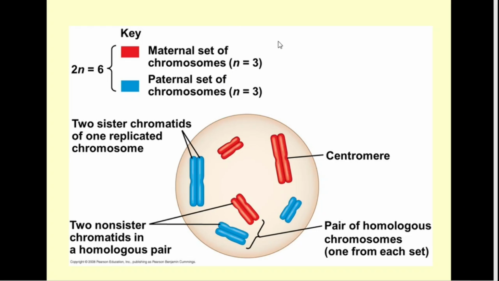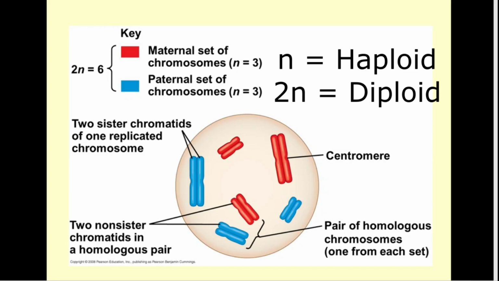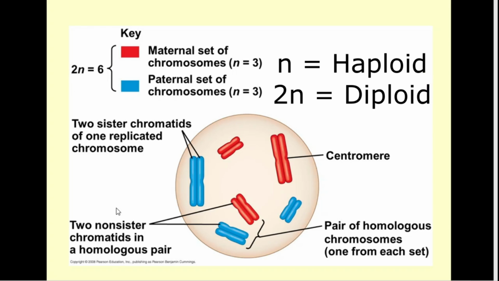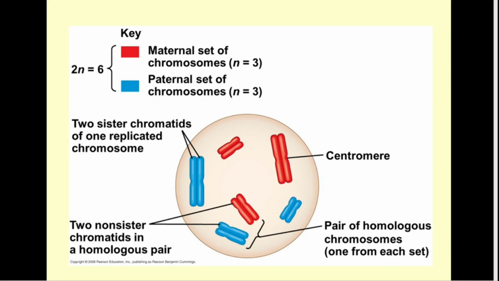Our gametes, our eggs and our sperm, have just one set of chromosomes, so they would be N equals 23, and we would say that they are haploid. Our somatic cells, which are 2N, are what we refer to as diploid. They have 2 complete sets of chromosomes. So don't worry too much about that for now. These are terms that I'll introduce in a bit more detail as we go through.